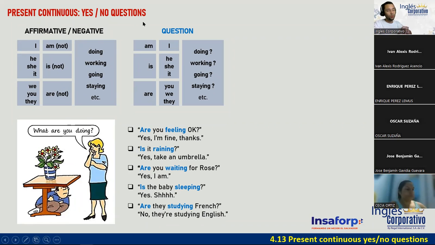But then what happens with the question? The question is easy. La pregunta es fácil, ¿verdad? You only have to change the subject and the verb be. Simplemente hay que cambiar el sujeto y el verb be de puesto, y ahí está su pregunta. Así que si antes usted decía, I am doing, ahora la pregunta es, am I doing? Is he working? Is she working? Is it going? Are you staying? Etc. Un repaso de lo que vimos la otra vez, ¿verdad?